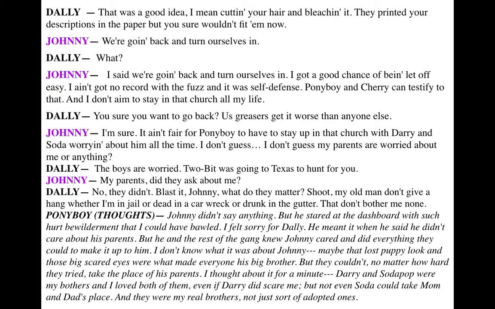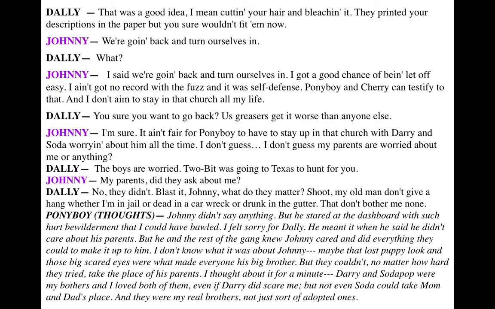Johnny didn't say anything, but he stared at the dashboard with such hurt bewilderment that I could have bawled. I felt sorry for Dally. He meant it when he said that he didn't care about his parents. But he and the rest of the gang, they knew that Johnny cared, and they did everything they could to make it up to him.